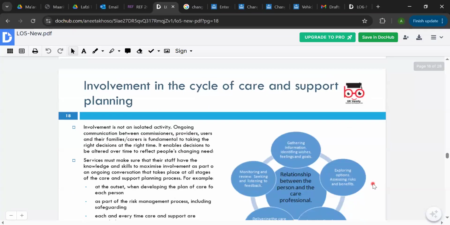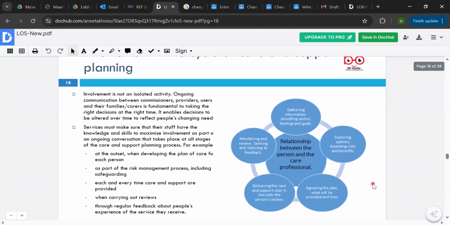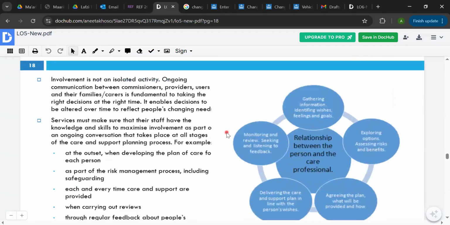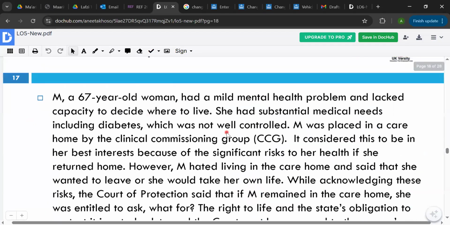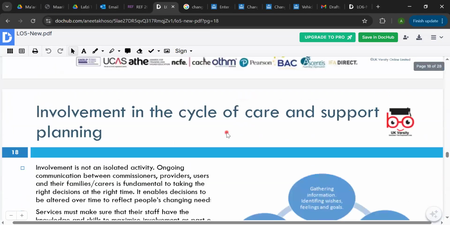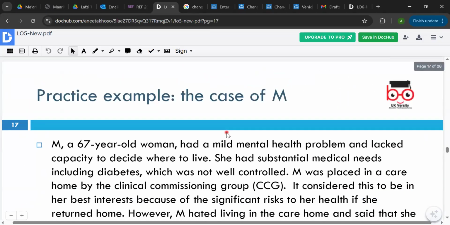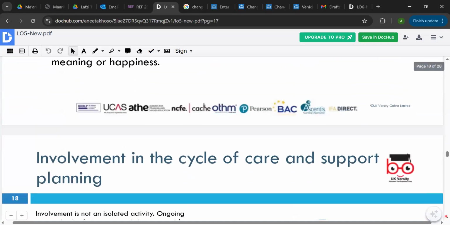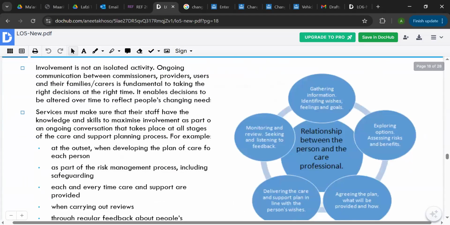Now, there's an involvement in the cycle of care and support plan. What happens? It's not an isolated activity. There is constant communication, a relationship between the person and the care professional.